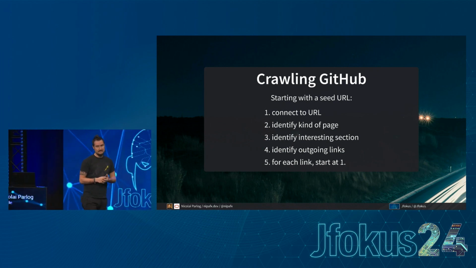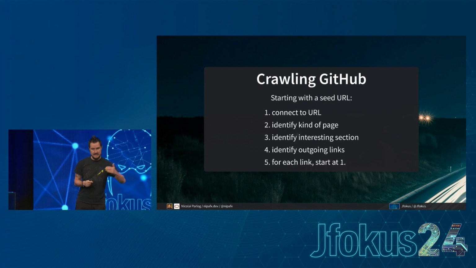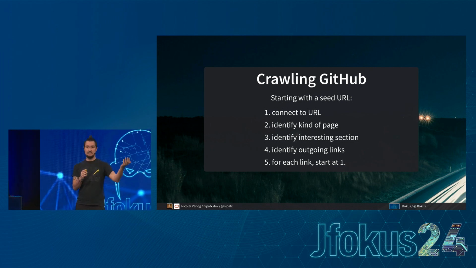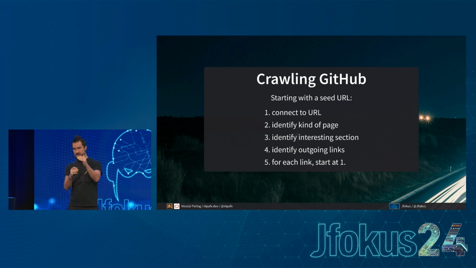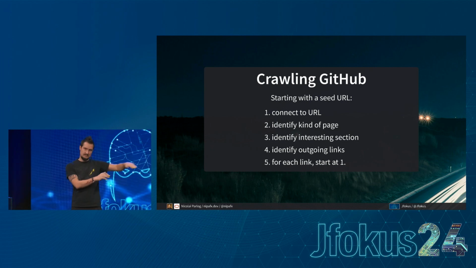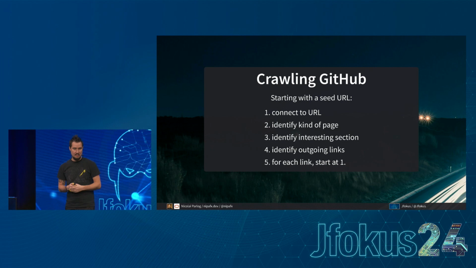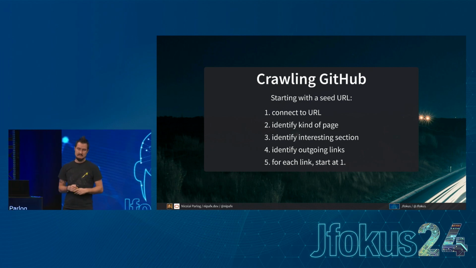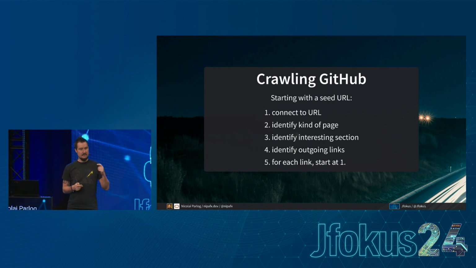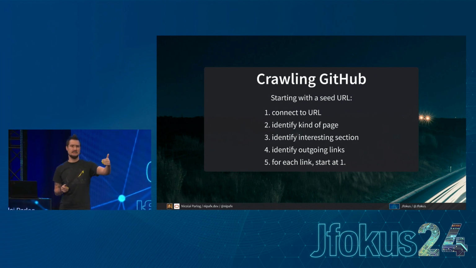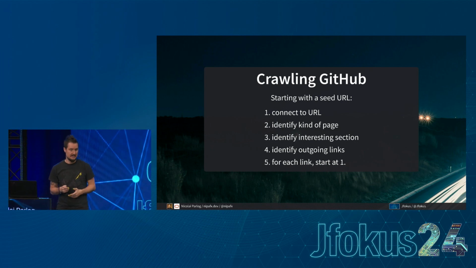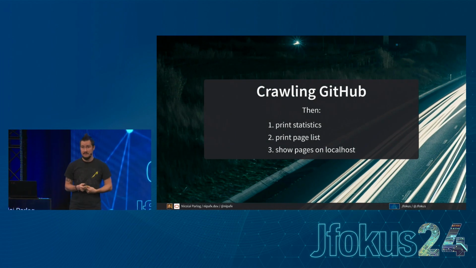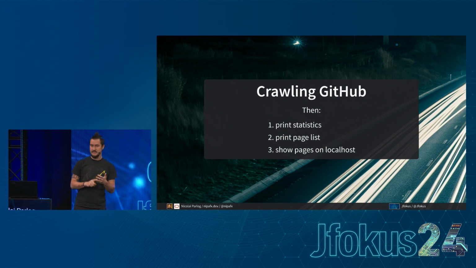Okay, let's start talking about the GitHub crawler. We're going to do something comparatively simple. We're going to connect to a URL. We're going to identify what kind of page that is, an issue page or pull request page. We're going to identify the interesting section, but that is going to be some of the code that we just check out because that's a little bit boring. Then we're going to identify the outgoing links. Same, that's going to be done already. And then we're going to start over and go through the links and find more pages. And when we hit an external page, we're just going to stop. We're not going to crawl, say, Wikipedia. And then if we do all that, we're going to print some statistics and a little page list. But most importantly, we're going to show the result on localhost as a very simple website.